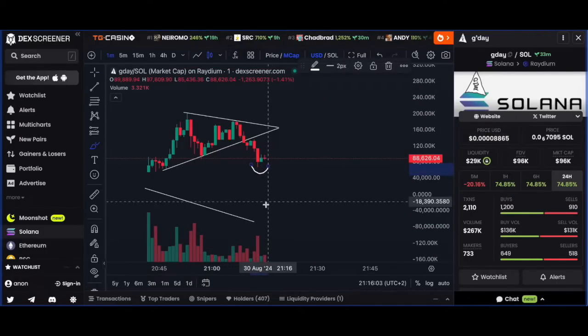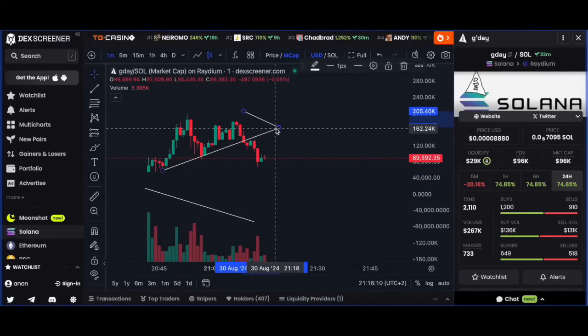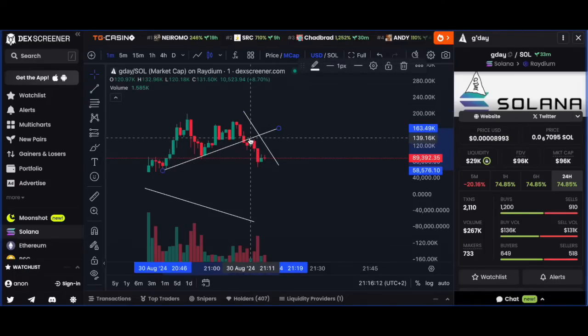If this is the low, which it might not necessarily be, if I draw support and resistance based on what I'm seeing right now, if we come in here, let's delete this other line.